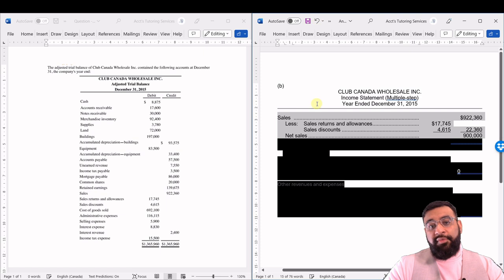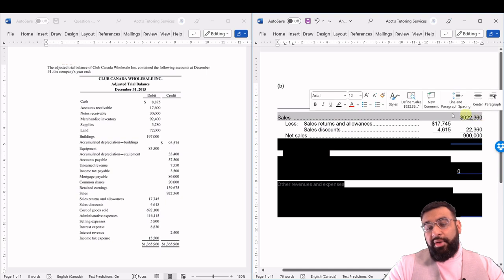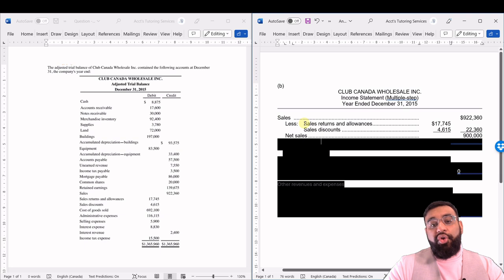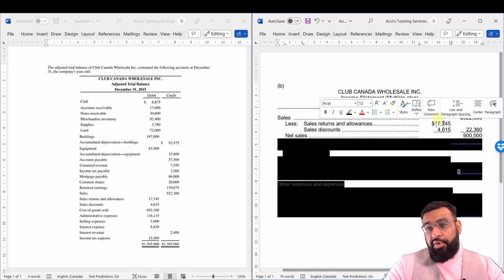Then we're going to figure out the net sales. To arrive at the net sales, we're going to take sales of $922,360. Then we're going to subtract the two contra accounts, so less sales returns and allowances for $17,745. And just a quick recap, this is the totals column, and this is a subtotals column. Totals column over here, and then the subtotals column over here.